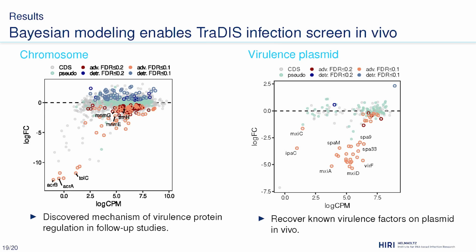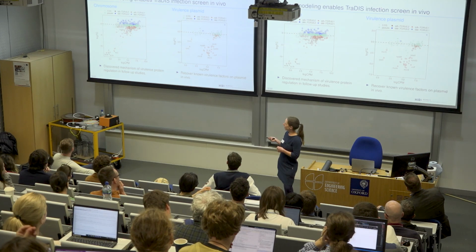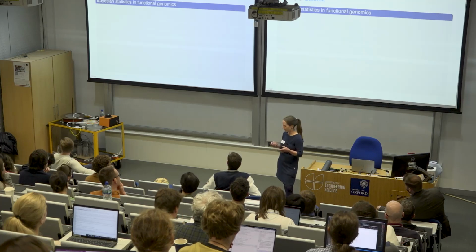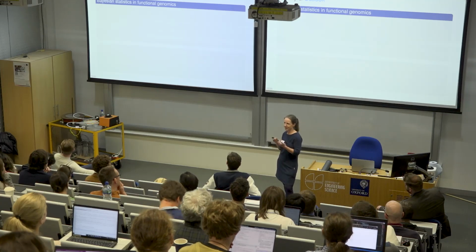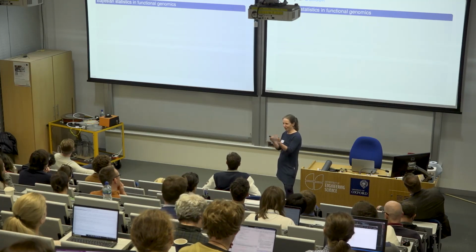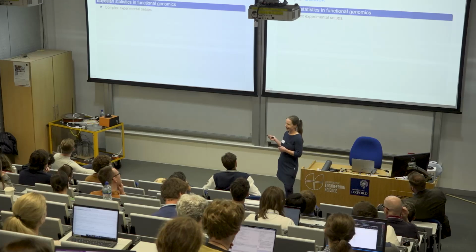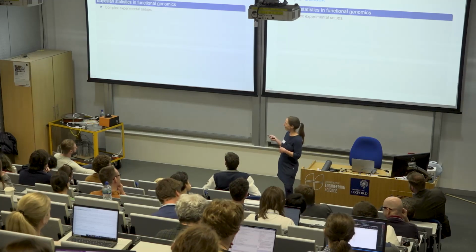Follow-up experiments actually discovered a new virulence mechanism. That was also a very interesting and successful project because from the beginning we worked together with the experimental group and we could help scale or develop the screen such that we could later analyze it. So I hope I've convinced you that Bayesian modeling is useful for functional genomics.